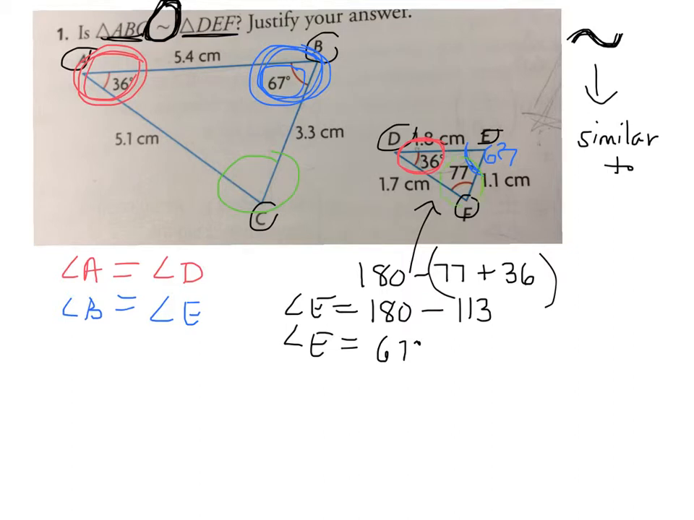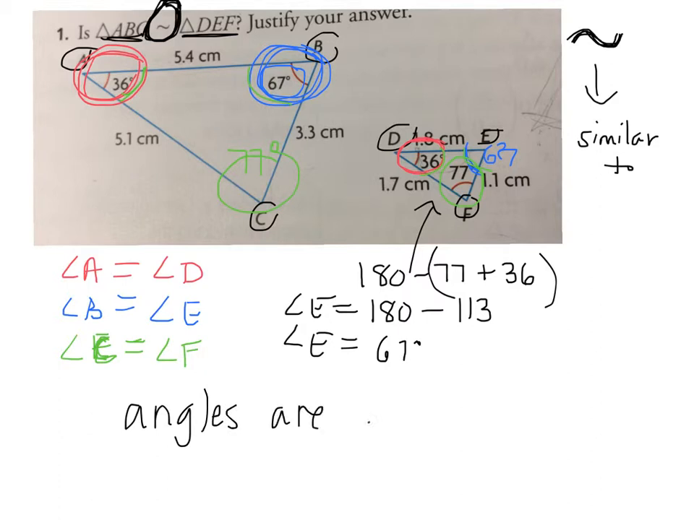What about angle C and angle F? We have to prove whether or not they are equal. So how can we find that? Same thing for the other triangle. Okay, well, we have these two angles. If this is 36 and this is 67, and this was 36 and this was 67, you can add them up and subtract from 180. What do you get? 77 degrees. So these two angles are also equal. Okay, so we've done the first part of proving whether or not they are similar.